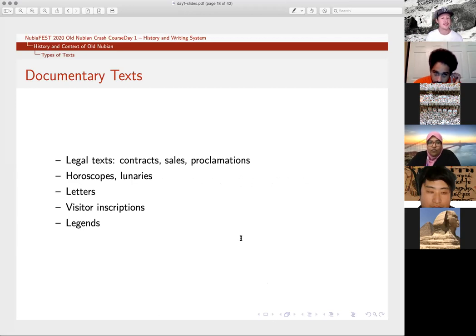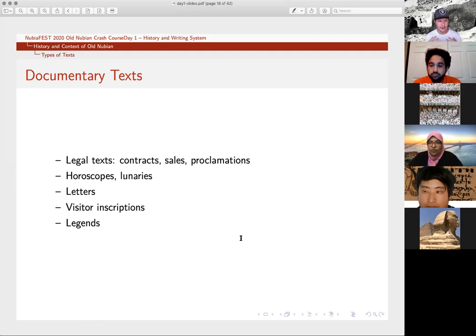Then for documentary texts, we have really a wide variety of different types of texts, and probably this list is not even exhaustive. So we have legal texts, mainly contracts about land. So there was a lot of land dealing between different people, sales of slaves, the freeing of slaves, but also royal proclamations are part of this. We have horoscopes, we have lunaries, which are sort of like horoscopes, but tailored to the lunar month. We have a lot of letters between bishops and priests, between bishops and functionaries, between private people.